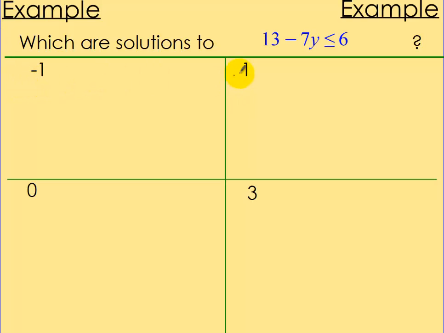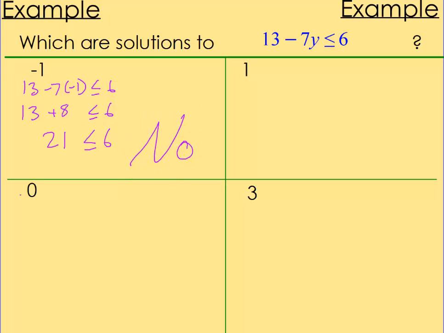So which are solutions? They have 4 different numbers here, so we're going to plug those in and see if they are solutions. The first one is 13 minus 7 times negative 1 is less than or equal to 6. So negative 7 times negative 1 is going to be positive 7, so 13 plus 7 is less than or equal to 6. 13 plus 8 is 21. Is 21 less than or equal to 6? No. Try the next one.